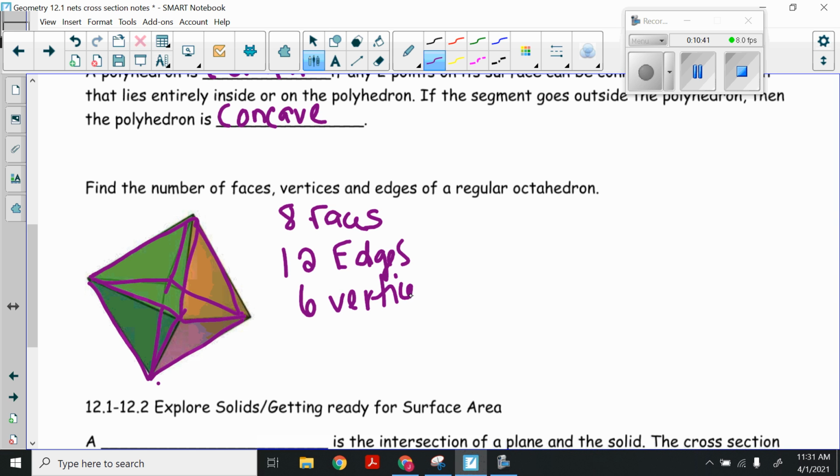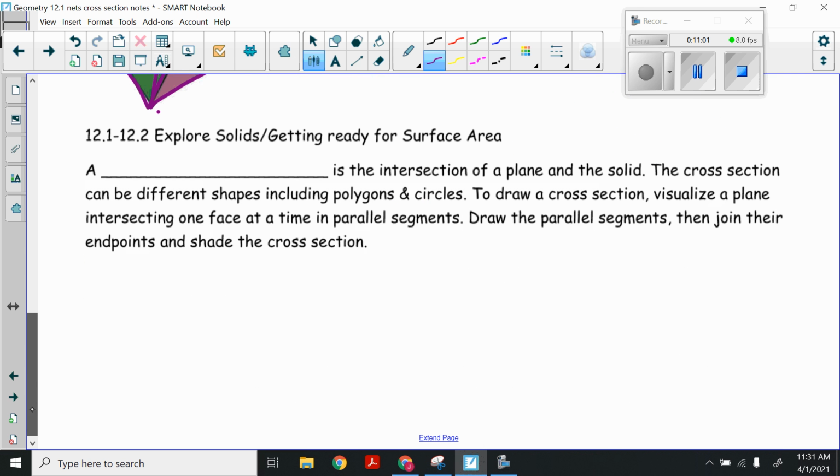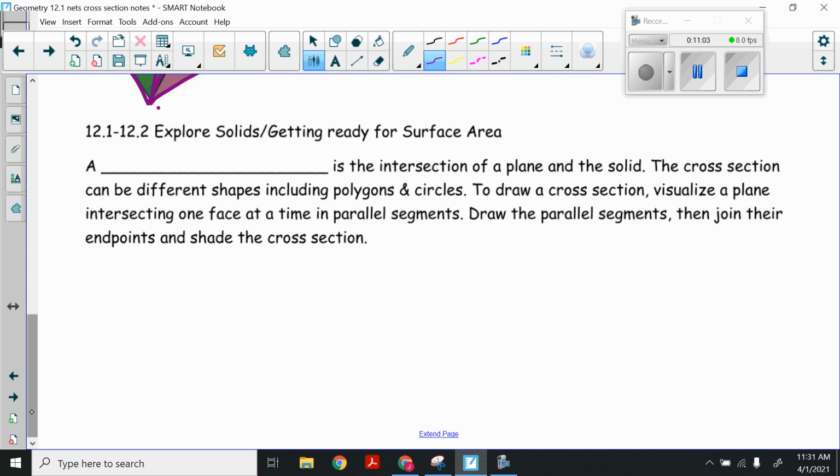We can check ourselves using Euler's formula. So we're going to check using faces plus vertices equals edges plus 2. So we said there are 8 faces plus 6 vertices. Does that equal 12 edges plus 2? 8 plus 6, 14 equals 14. We did that correct. So now we're going to talk about exploring these solids.